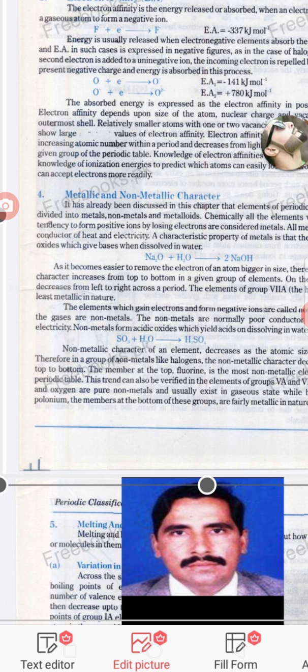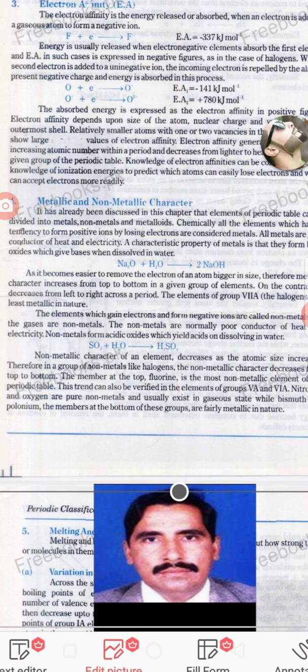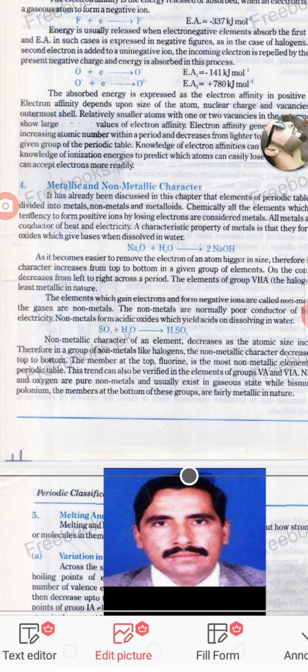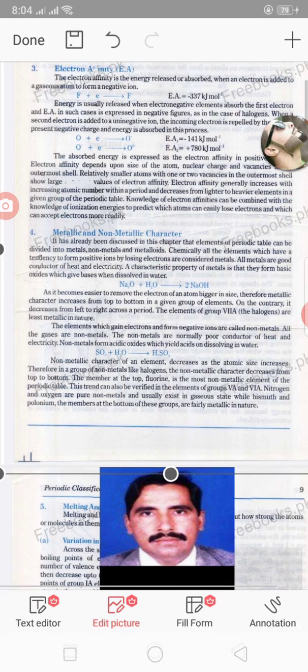The non-metallic character of an element decreases as the atomic size increases. Therefore, in a group of non-metals like the halogens, the non-metallic character decreases from top to bottom, from fluorine toward astatine. Fluorine has the most non-metallic character. It forms a more acidic oxide than chlorine, then bromine, and lastly astatine. Fluorine is the most non-metallic element of the periodic table.